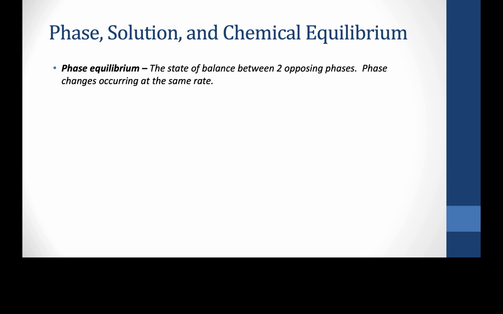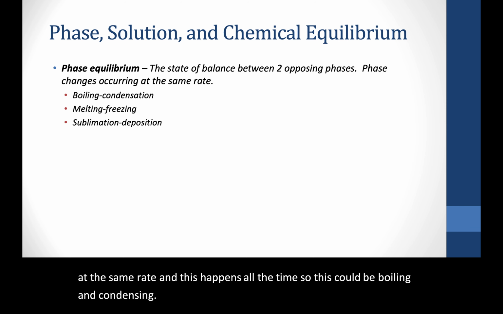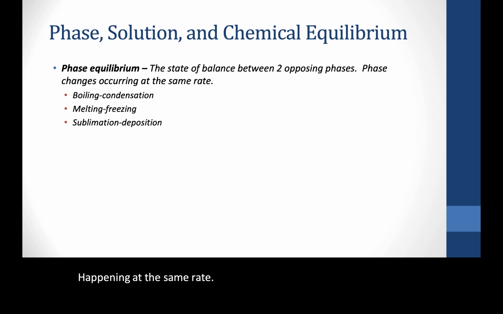This happens all the time, okay? So this could be boiling and condensing happening at the same rate, melting and freezing happening at the same rate, sublimation and deposition happening at the same rate. These are all just phase equilibrium. So a good example of this, and to have phase equilibrium, you have to have a closed container.